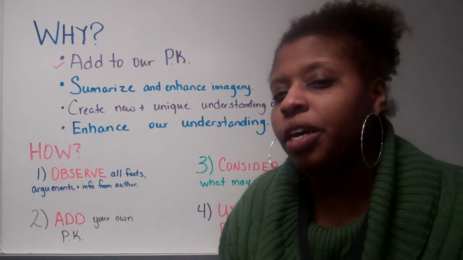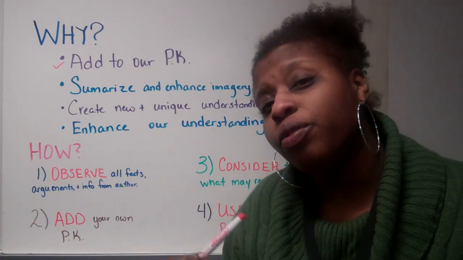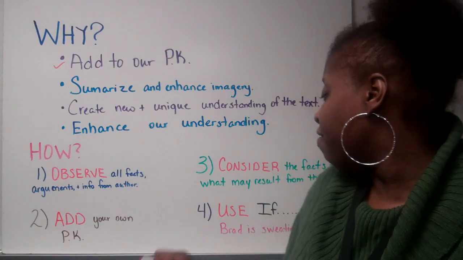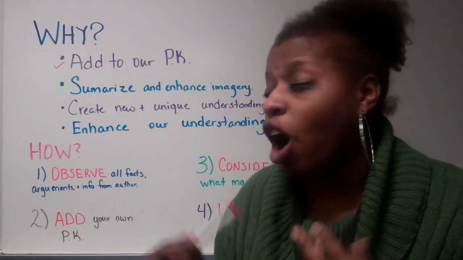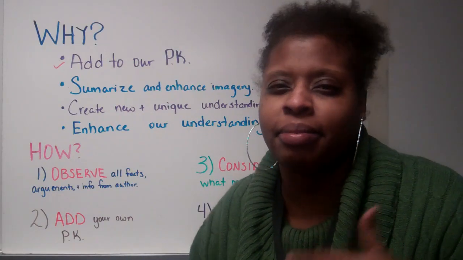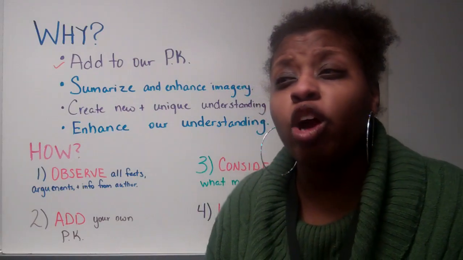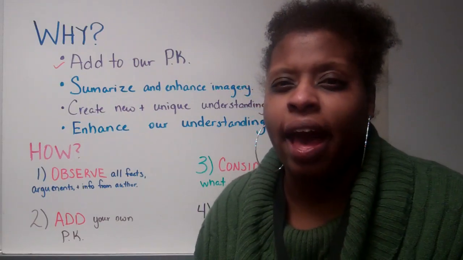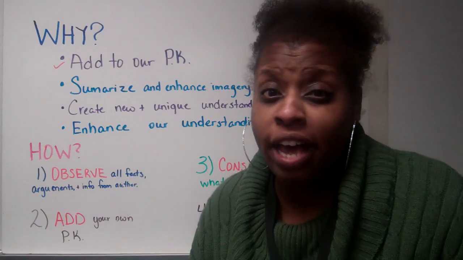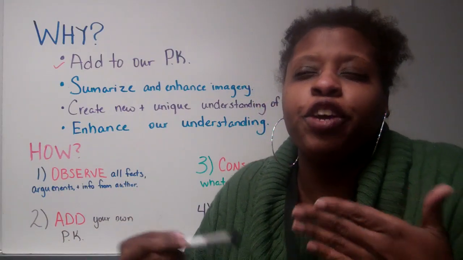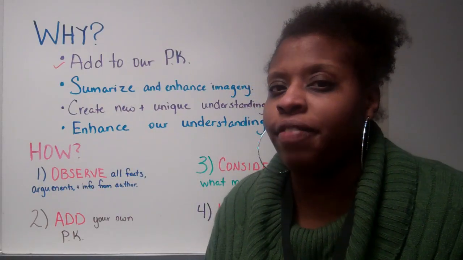Now, how do we do inferences? It's 4 easy steps. We observe, we add, we consider, and then we use. So, what do we observe? The first thing we observe is all the facts and arguments and claims and information the author has given us in his or her text. We observe all that. How do we observe that? By annotating, by asking questions, by summarizing what the author is saying, by figuring out what the author is doing in the text. We observe all of that.